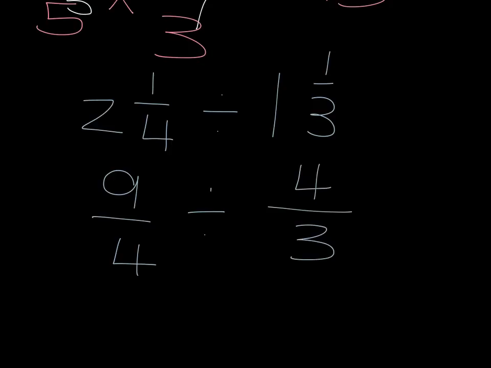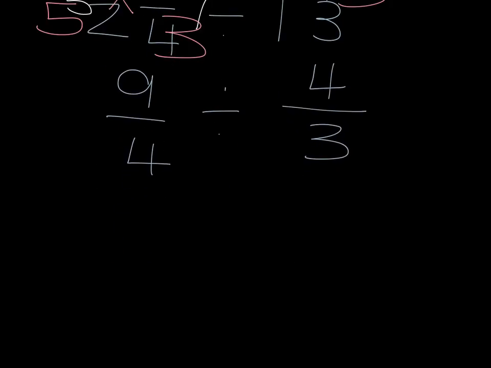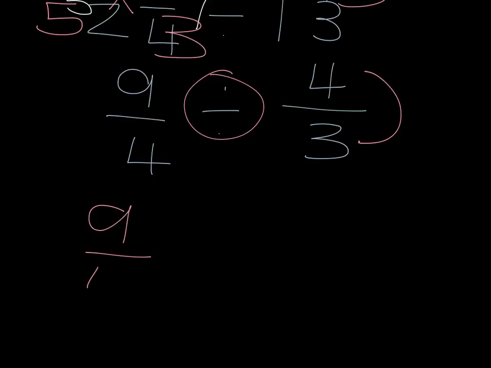Okay, so now we want to divide, so we've got to do a switcheroo. When we do a switcheroo, what has to go with it? A multiplication. So we're going to switcheroo that and change that. So we're going to go 9/4, that remains the same. Then we're going to go multiplied by, switcheroo means it's 3/4. Now we're going to do the multiplication.